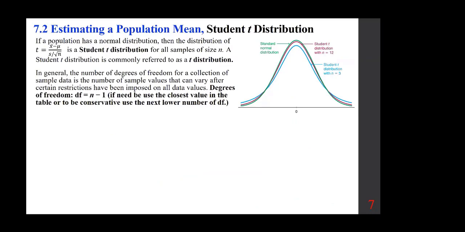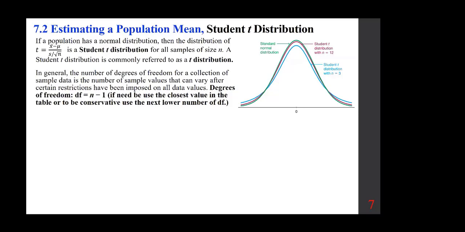Dealing with the student T distribution, if a population has a normal distribution, then T equals x bar minus mu over s over square root of n is a student T distribution, or simply put, T distribution, for all samples of size n. In general, the number of degrees of freedom for a collection of sample data is the number of sample values that can vary after certain restrictions have been imposed on all data values. Degrees of freedom is defined as n minus 1.